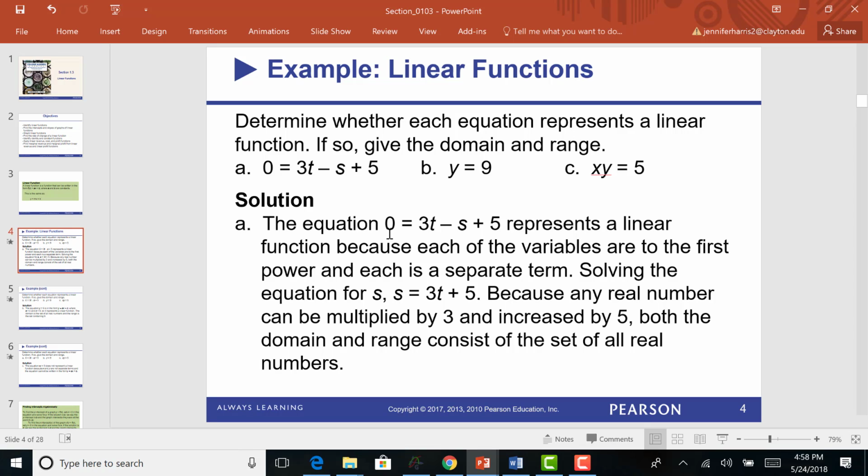Wait, which one are we looking at? Oh, we're talking about the top, at the very top up here. Okay, so it's not written in the slope-intercept form.